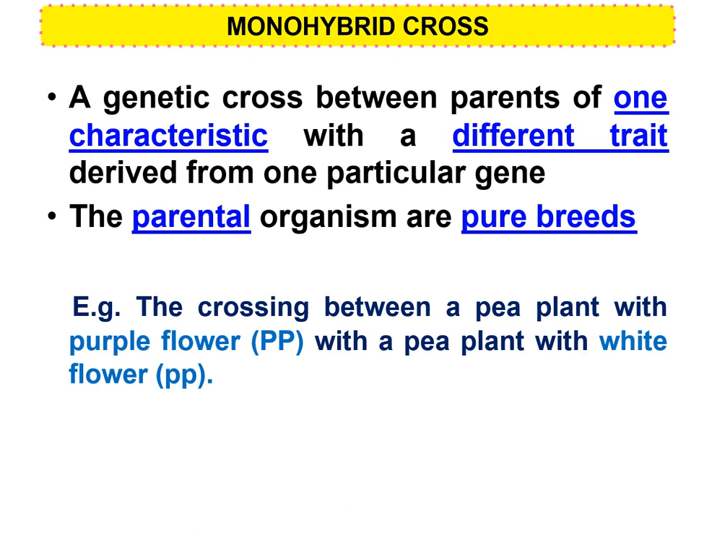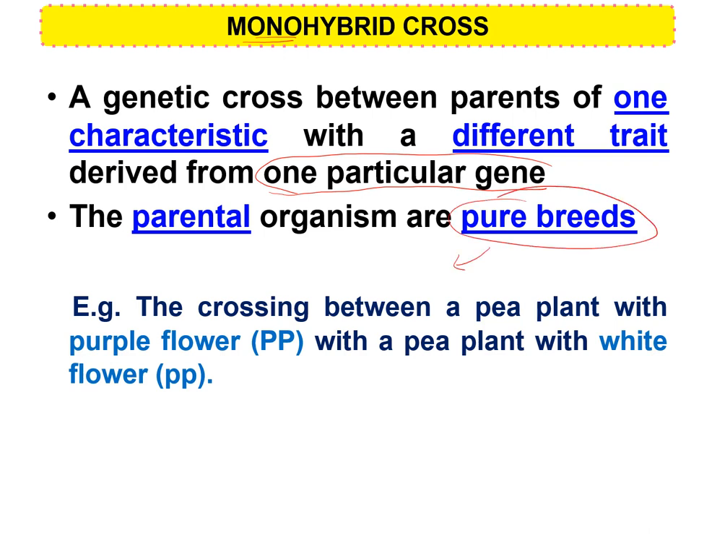Monohybrid cross is a genetic cross between parents of one characteristic with a different trait that derive from one particular gene. So for monohybrid cross, the keyword is one particular gene. It involves only one gene. Sebab tu nama dia monohybrid. And the parental organism starts with a purebred.